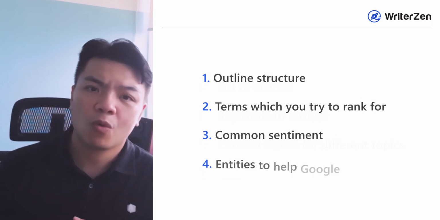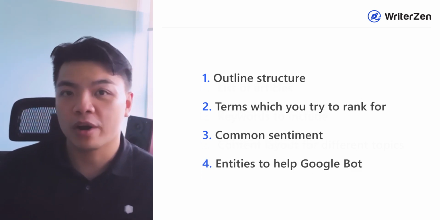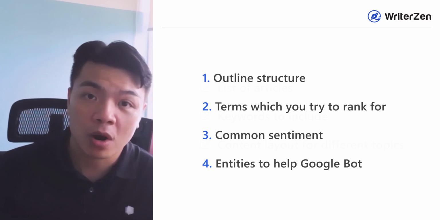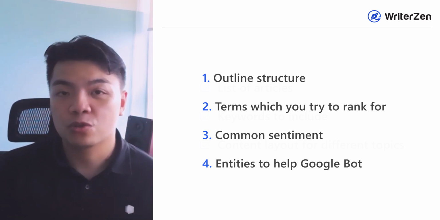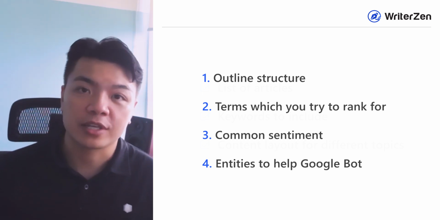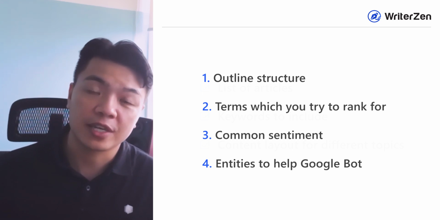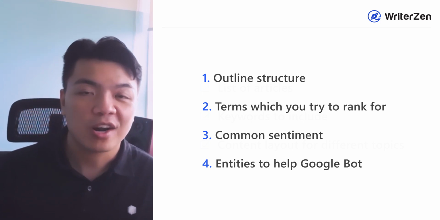Fourth is, what are the entities you should include? This is also the integration with the Google NLP API. Only through that service will we know what types of entities you should include in your content, so that when Googlebot scans through your content, it will be able to understand the context and meaning you try to convey. And the faster they understand these four points, the faster your content is able to match the exact keyword that you try to rank for.